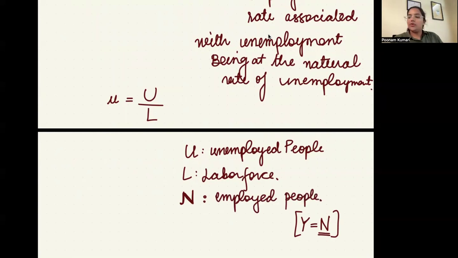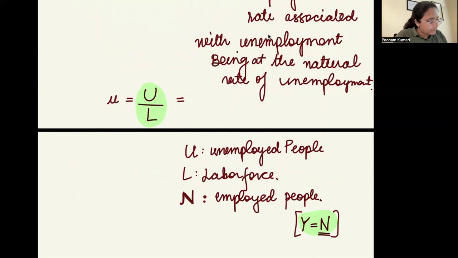So how can I convert this into the natural rate of employment? Y equals N comes from the production function. You remember we made lots of assumptions, that Y equals A times N, and we are only assuming there is labor. Those assumptions are coming from there.